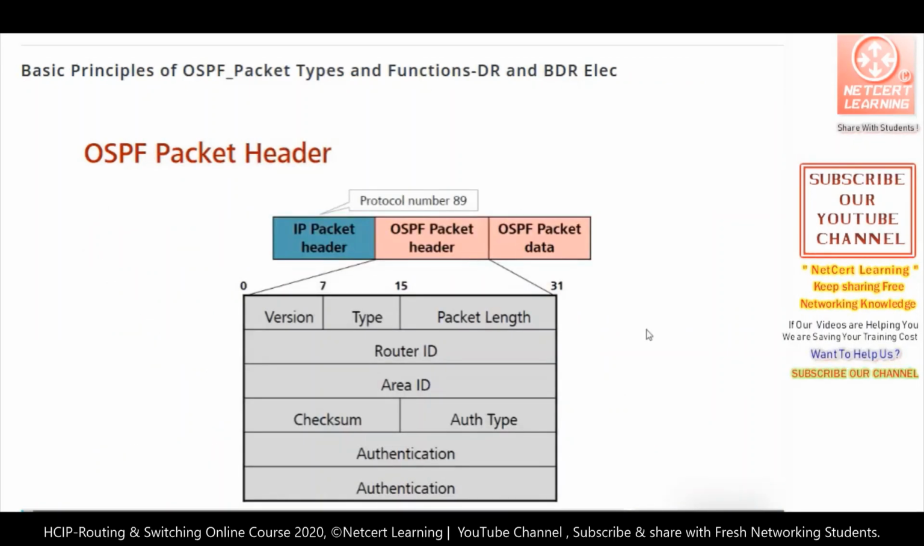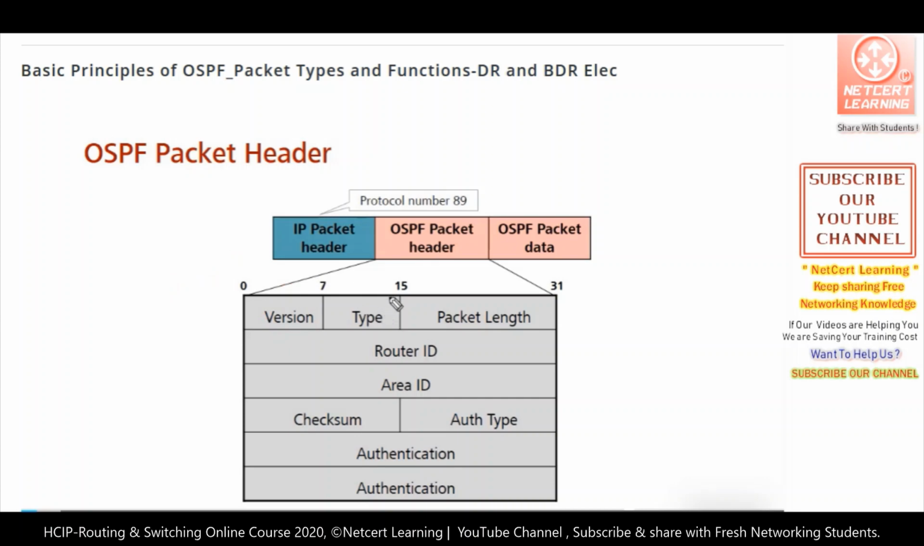Now we need to look into the detail of the OSPF packet header. On this packet header, we have the IP packet, where we differentiate by using protocol number 89. Then we have our OSPF packet header, and we also have OSPF packet data. So let's examine our packet header. The first field in our packet header is the version. If it's OSPF for IPv4, then the version is number 2. If it's IPv6, then the version will be 3.